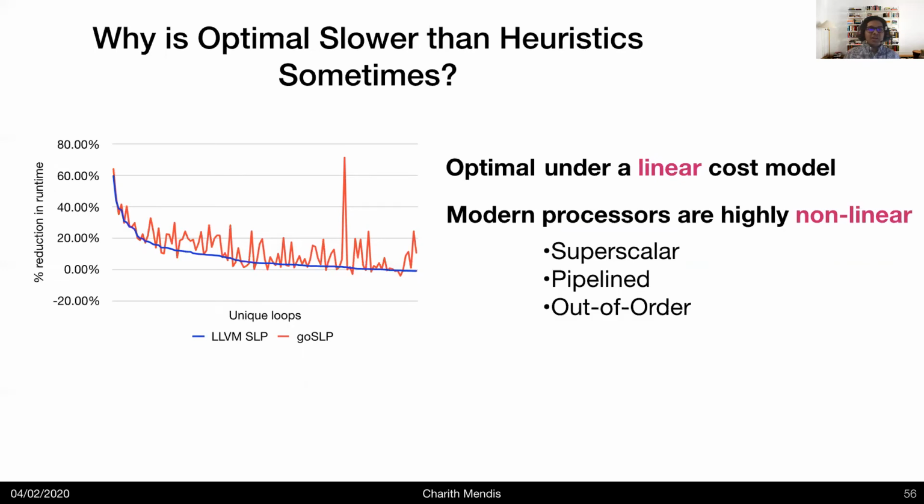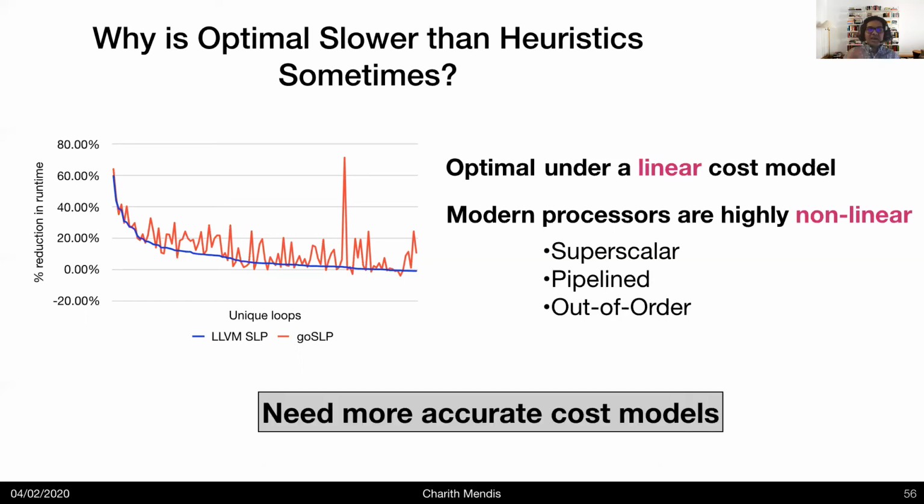But if you look at modern day microprocessors, their execution patterns are highly nonlinear. More specifically, they are superscalar, pipelined, out of order machines. So trying to model it as a linear model can only go so far. This necessitates the need to have more accurate cost models, or more accurate nonlinear cost models. Now I will show you how you can use data to learn a more accurate cost model that can significantly outperform analytical models out there.